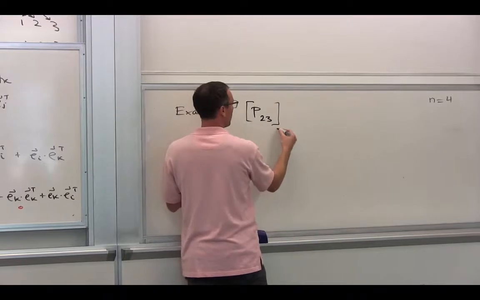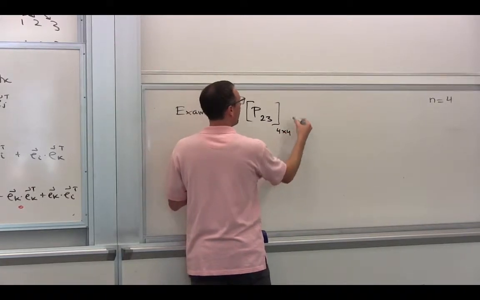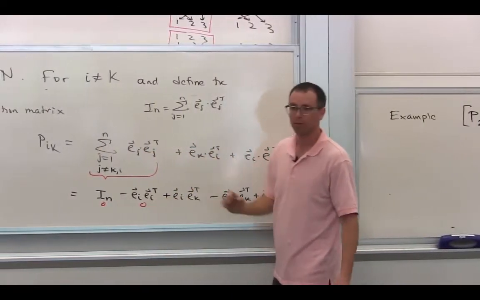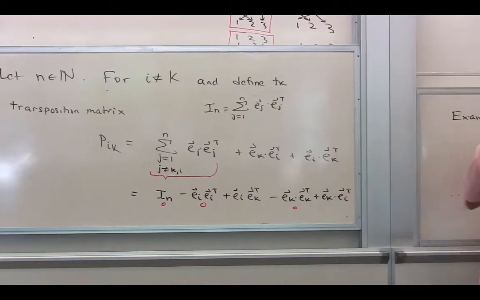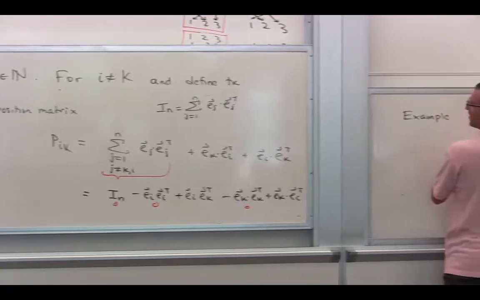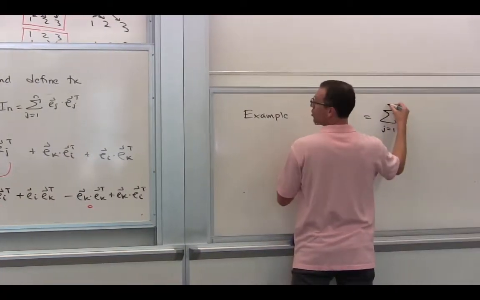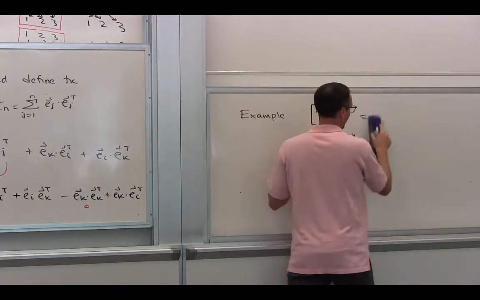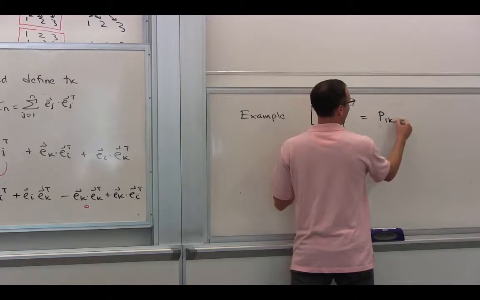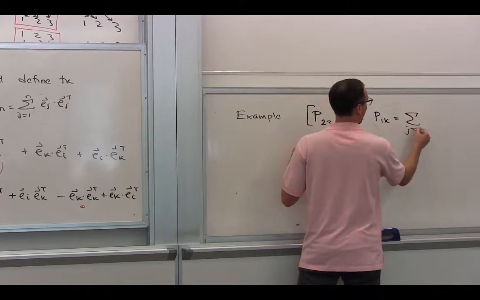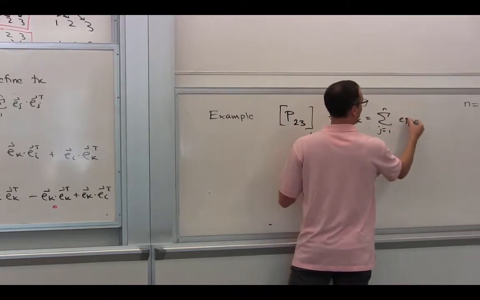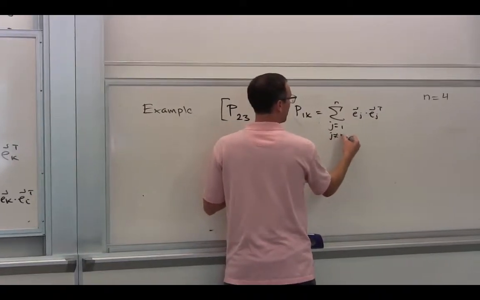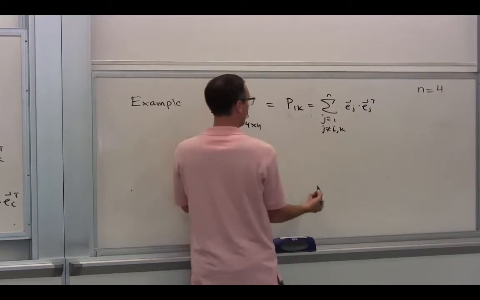How big is this matrix? 4 by 4. Which of these formulas do you want to use first? Do you want to use this formula first or this formula first? Top one? Okay, that's cool with me. So j goes from 1 to n. I guess what we should do is actually make the explicit connection, right? P_ik is the sum from j goes from 1 to n of e_j e_j transpose, where j is not allowed to be i or k.